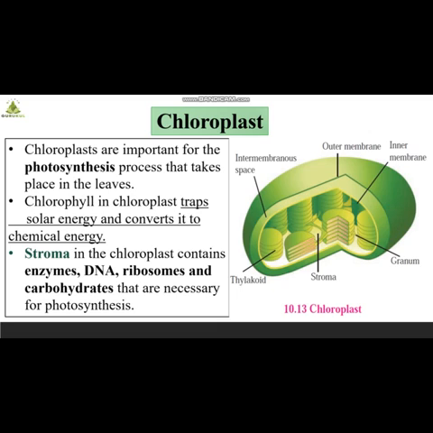Okay, so stroma in the chloroplast contains what? Students, they contain enzymes, DNA, ribosomes, and carbohydrates. So all these materials are necessary for photosynthesis to be carried out. So these substances are present where? In the stroma. Stroma contains all the substances which are very much important for the photosynthesis process to be carried out.